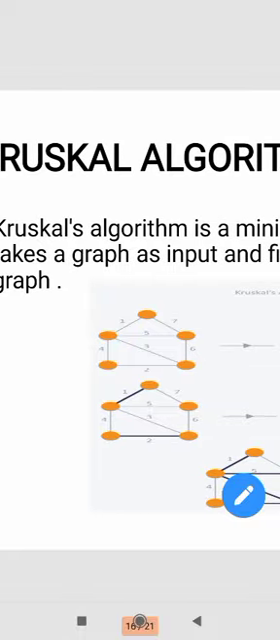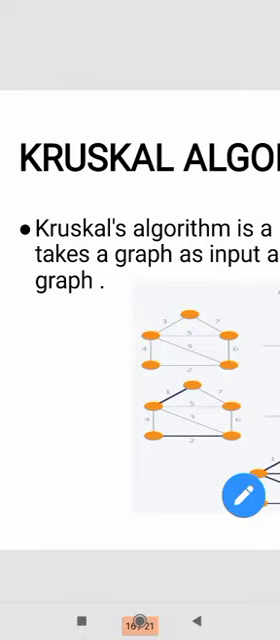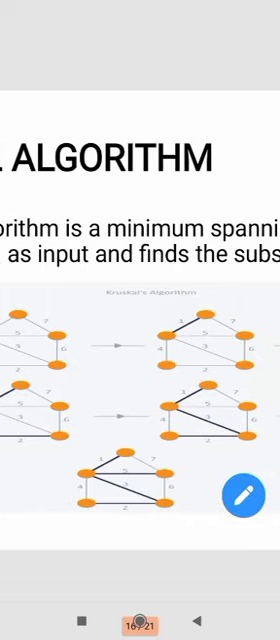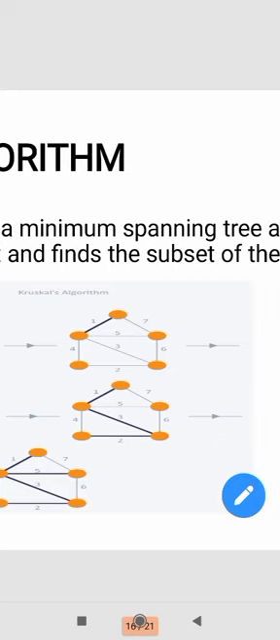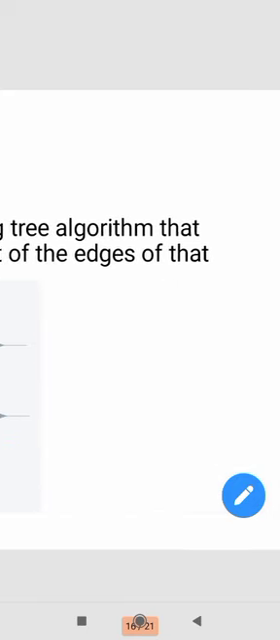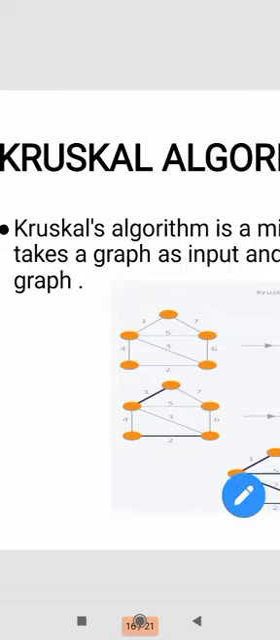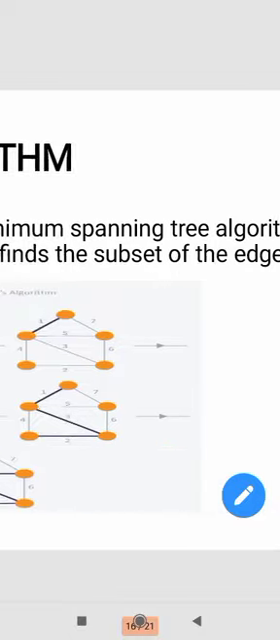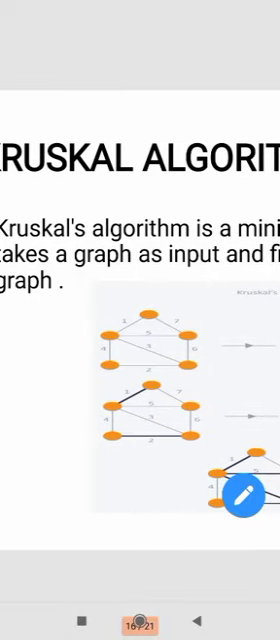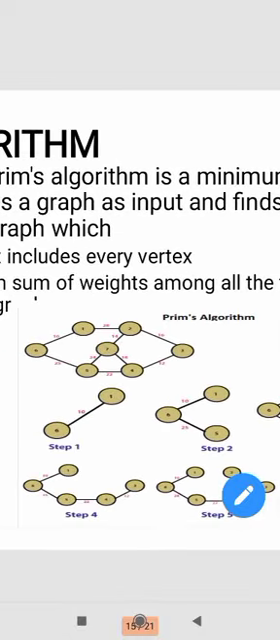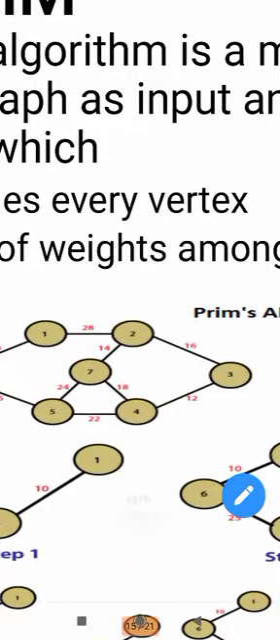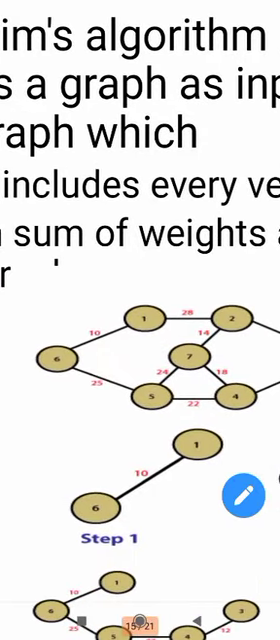Next one, Kruskal algorithm. Same as Prim's algorithm, but here we don't get a loop. Consider a minimum weight. The same example we can take. Consider a minimum weight as input and find the subset of edges of the graph. Here, what are the vertices? 1, 2, 3, 4, 5, 6, 7.